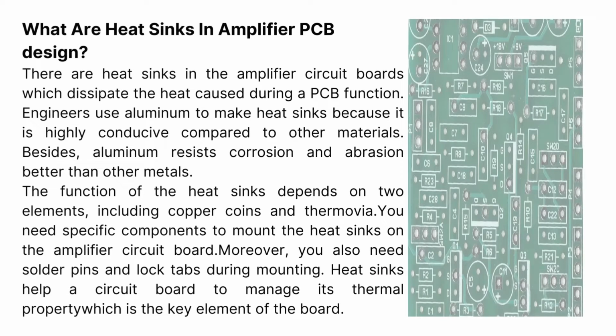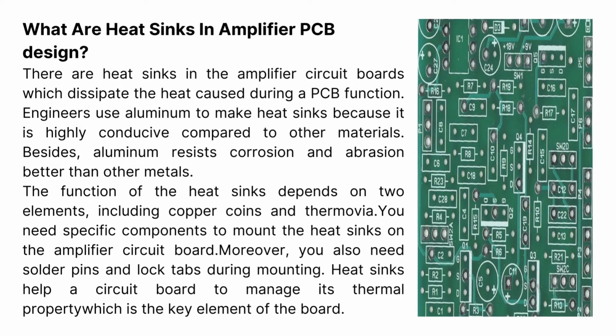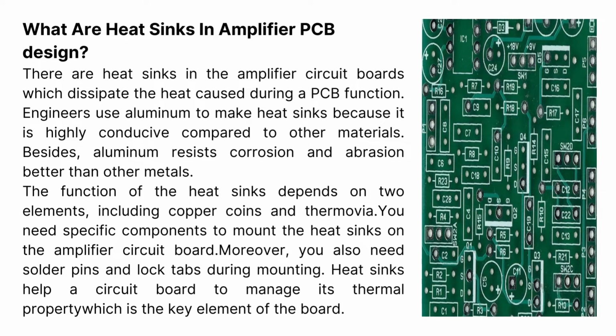What are heat sinks in amplifier PCB design? There are heat sinks in the amplifier circuit boards which dissipate the heat caused during a PCB function. Engineers use aluminum to make heat sinks because it is highly conductive compared to other materials. Besides, aluminum resists corrosion and abrasion better than other metals. The function of the heat sinks depends on two elements, including copper coins and thermovia.